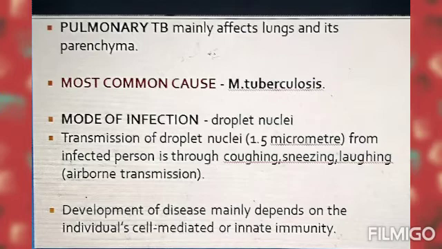Pulmonary TB mainly affects the lungs and its parenchyma. Most common cause is Mycobacterium tuberculosis. Mode of infection is through droplet nuclei. Transmission of droplet nuclei, 1.5 micrometer, from an infected person is through coughing, sneezing, laughing, all airborne transmission. Development of disease mainly depends on the individual's cell-mediated or innate immunity.